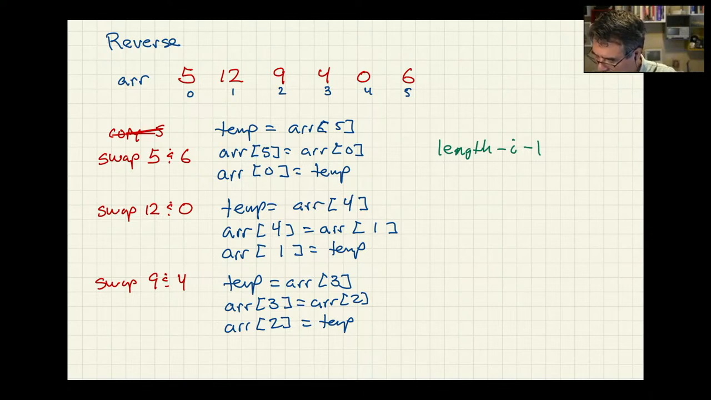So if the number is 0, then we take the length, which is 6, and we subtract 0, and then we subtract 1, and that gives us 5. Okay, that seems to work. If I is 1, 6 minus 1 minus 1, which is 4, and that seems to give us that number. And if I is 2, we've got 6 minus 2 minus 1, which is 3, and that seems to give us that number.